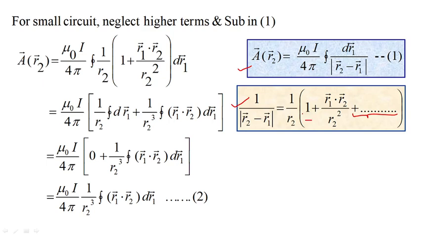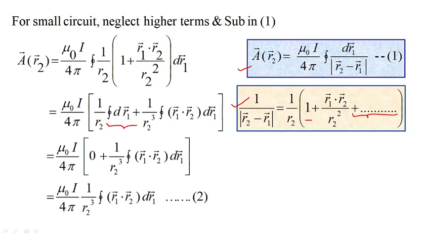Okay. So we substitute here. Here we have substituted 1 by r2 into 1 plus r1 dot r2 divided by r2 square and dr1. Then open this bracket. So 1 by r2 integral of dr1 plus 1 by r2 cube integral r2 dot r2 dr1. Then this I you take outside.